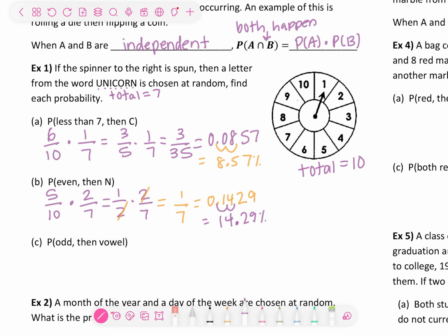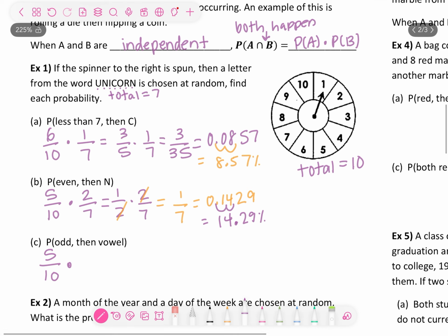Actually, I'm just going to go ahead and put 1/2. Well, no, I don't want to confuse you. Okay, 5 out of 10 times a vowel. Vowels are A, E, I, O, U. So U, I, O. So there's 3 of them out of 7.